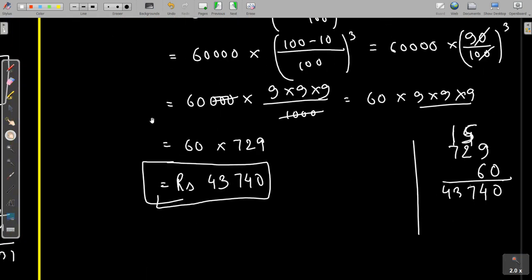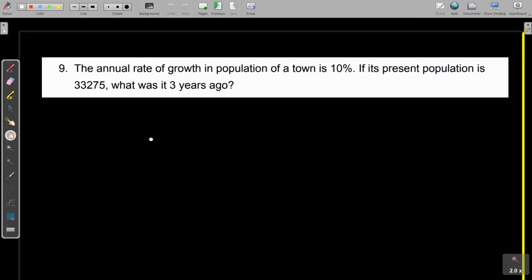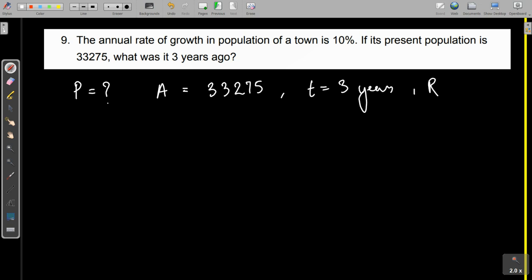Machine. Okay. So let's move to the last question, which is question number 9. The annual rate of growth in population of a town is this much. If its present population is this, what was it 3 years ago? Now it says the annual rate of growth, so obviously the population is increasing. So we don't know the principal. We know the present population, which is the amount, 33275. We know the time is 3 years, and the rate is 10%.